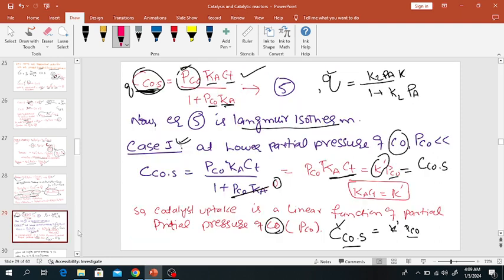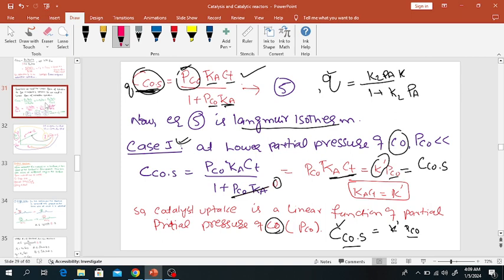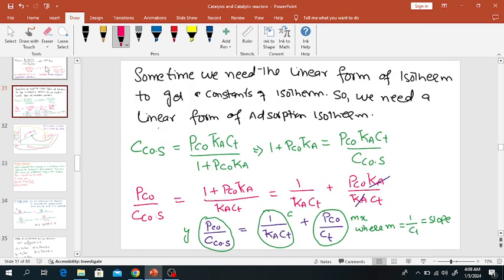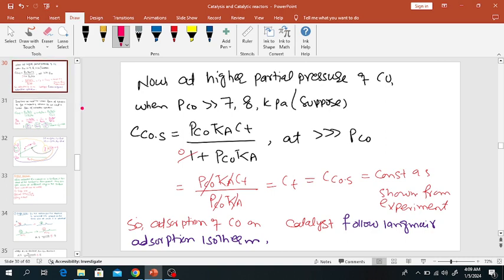Now I am going to higher pressure, case number 2. At higher partial pressure of carbon monoxide, for example when the partial pressure is greater than 8 or 7 kilopascal, this term is very high. We cannot neglect this term, so we neglect the 1 in the denominator. Then we cancel this one, this one, this one, and this one. So the adsorbent or catalyst uptake will be equal to Ct, which is again some constant. So at higher pressure, the catalyst uptake will be constant.